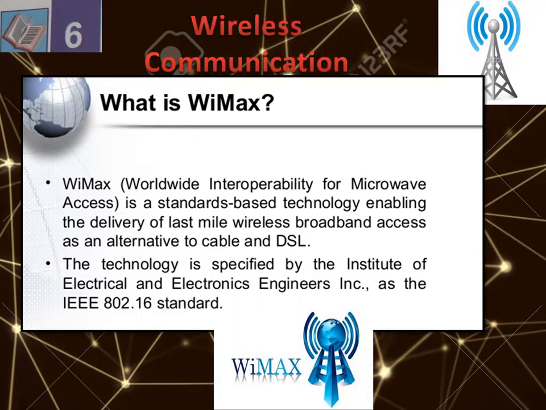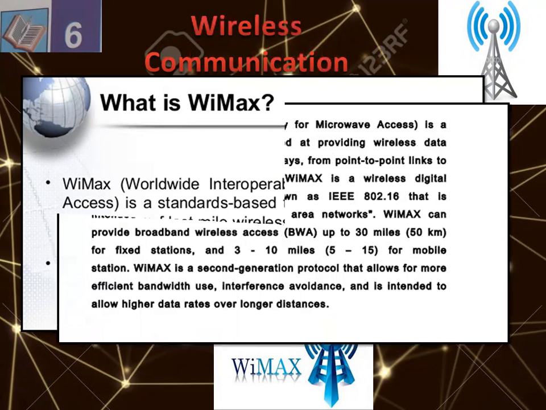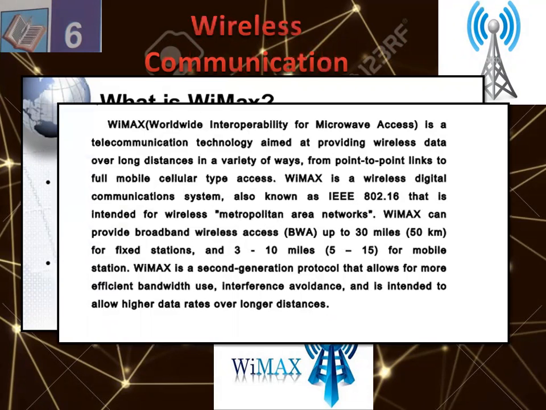So WiMAX is a wireless network that provides public network service to the user. It is very similar to Wi-Fi but covers a big range of 40 to 50 kilometer miles. So WiMAX is a telecommunication technology aimed at providing wireless data over long distance in a variety of ways, from point-to-point links to full mobile cellular type access. WiMAX is a wireless digital communication system also known as IEEE 802.16.